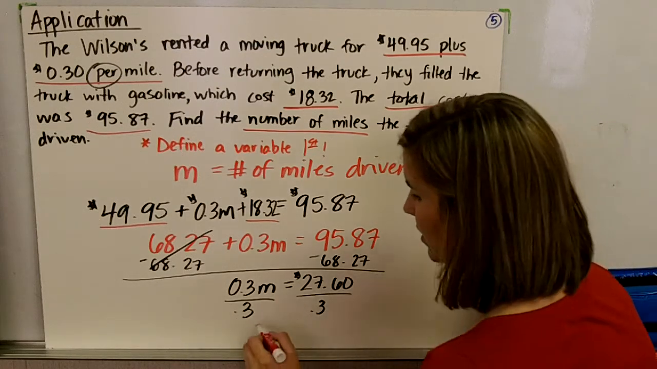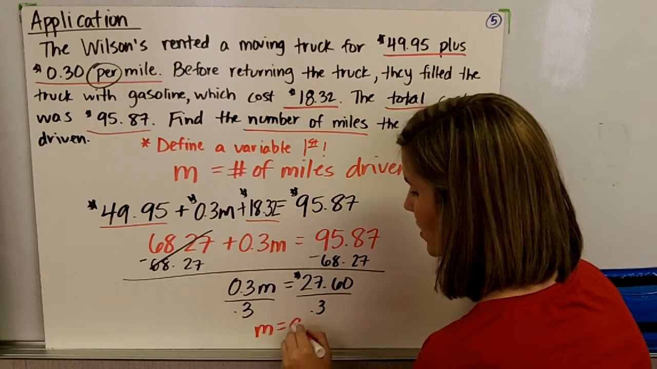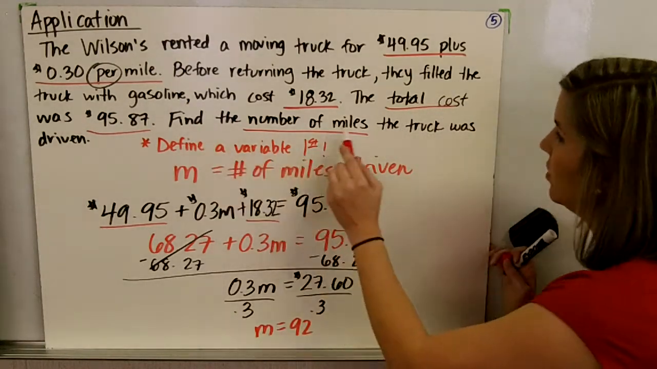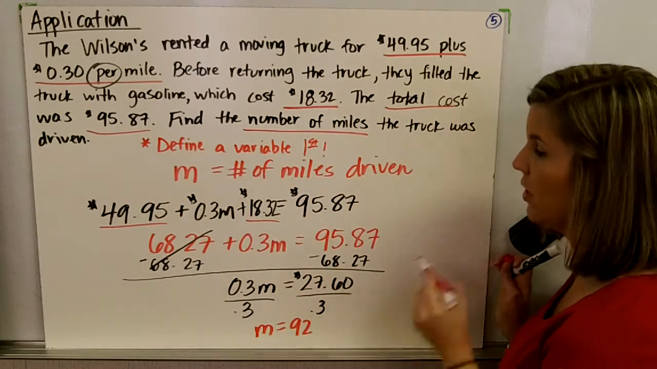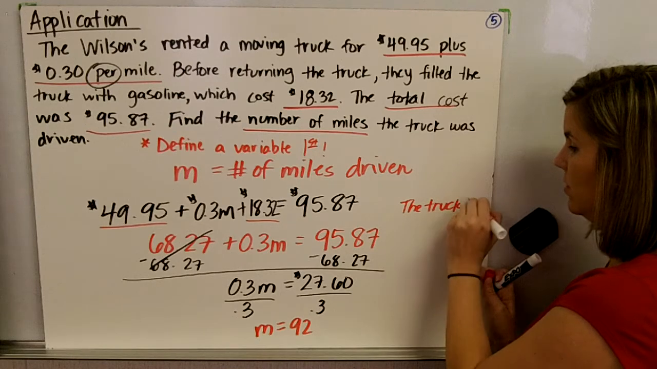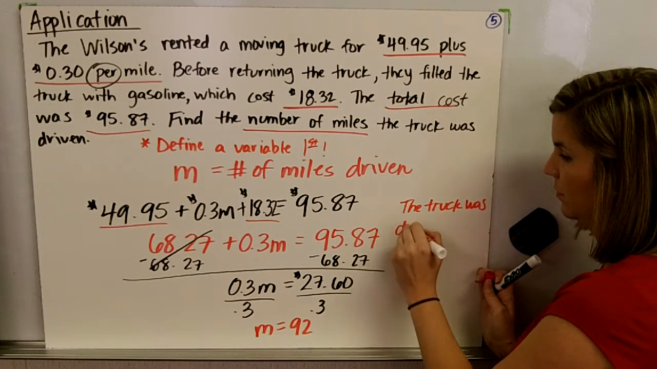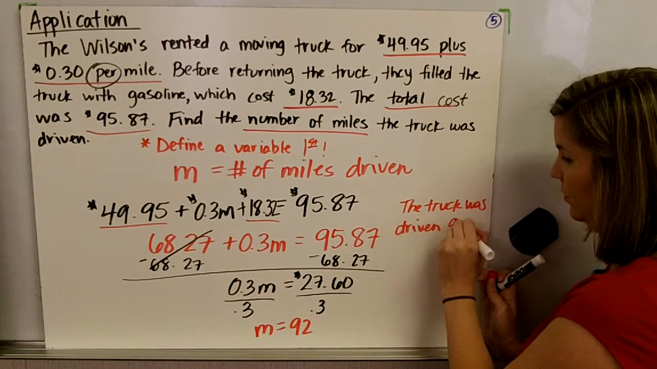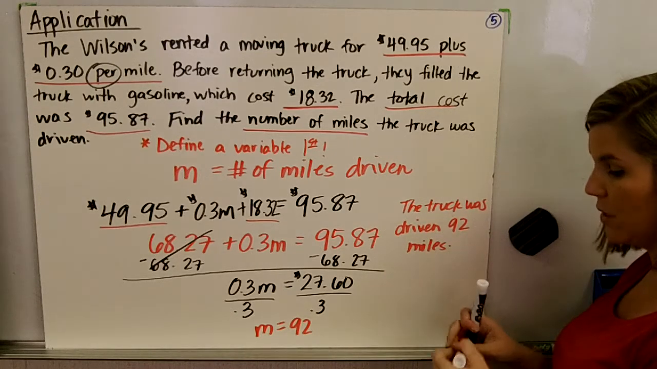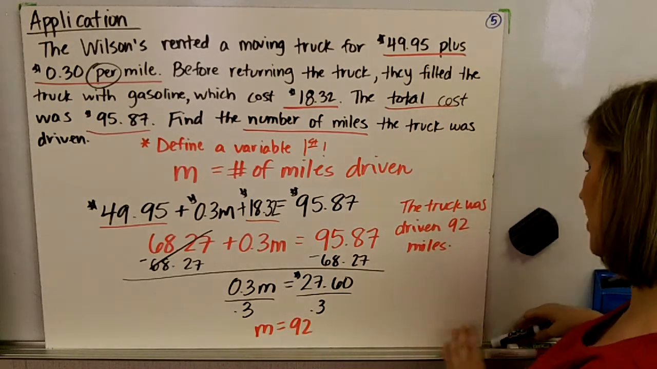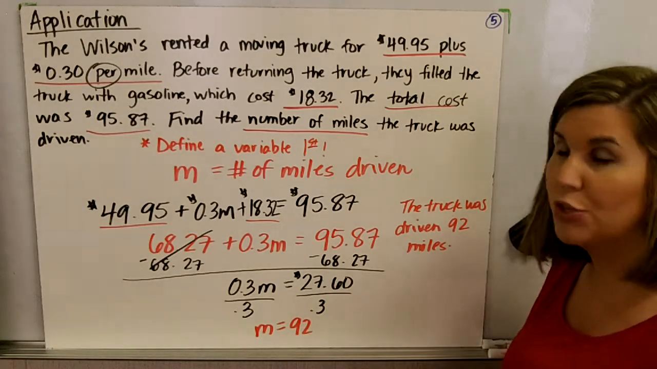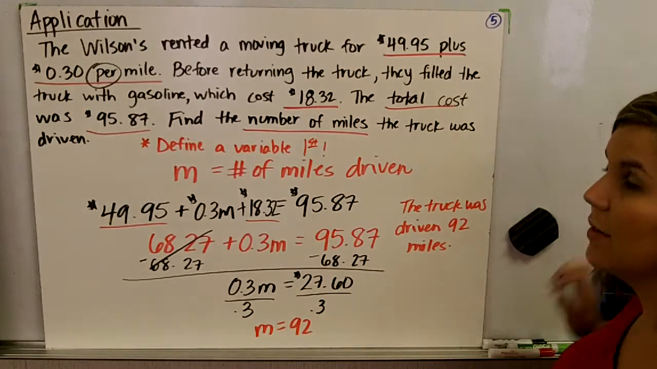So M equals 92. What does this mean for the context of our problem? Find the number of miles the truck was driven. So the truck was driven 92 miles. All right. Always make sure you write a sentence explanation for a word problem so you can clarify what that 92 means for the context of this problem.